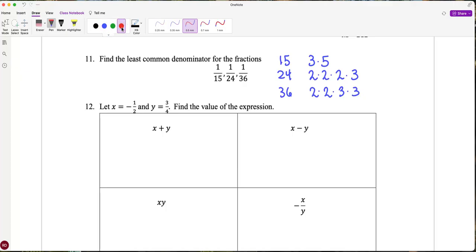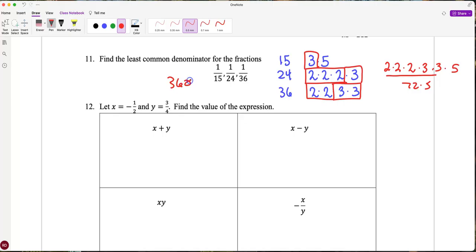So my common denominator must have 3 2's. So that takes care of this condition. I must have 2 3's. Okay, that takes care of this condition and this condition. And then I also need a 5. So this is 72 times 5. This common denominator is 360.